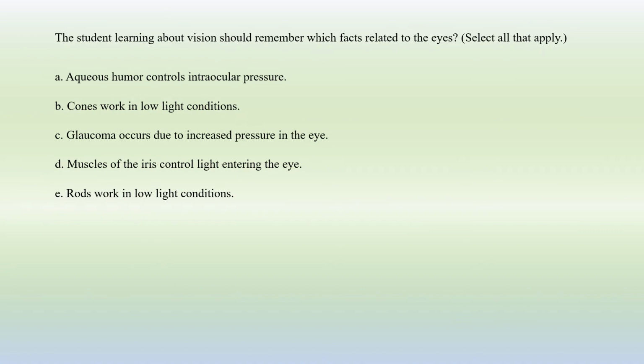The student learning about vision should remember which facts related to the eyes. Select all that apply. A. Aqueous humor controls intraocular pressure. B. Cones work in low light conditions. C. Glaucoma occurs due to increased pressure in the eye. D. Muscles of the iris control light entering the eye. E. Rods work in low light conditions.